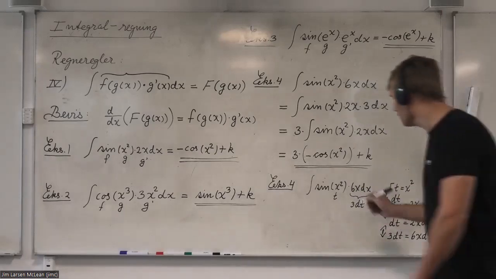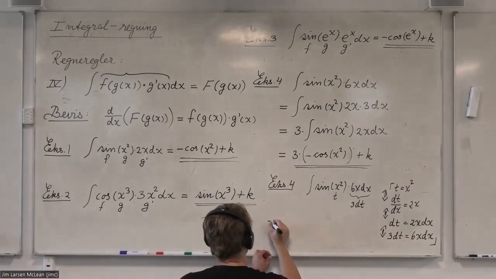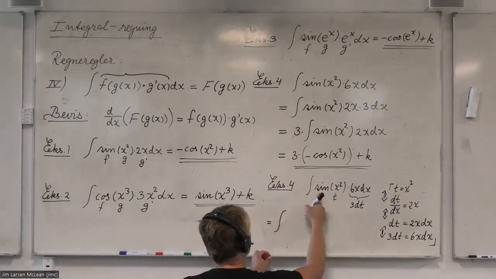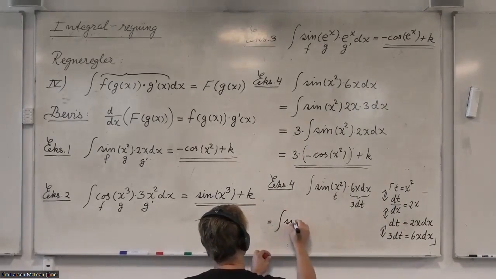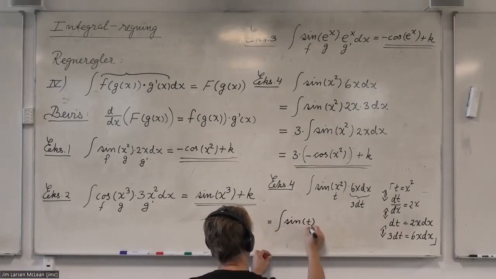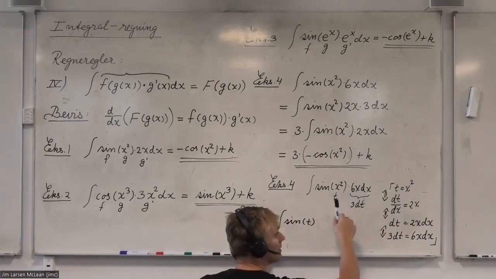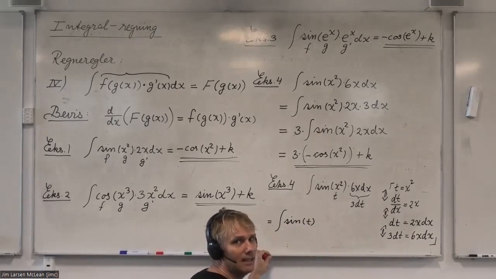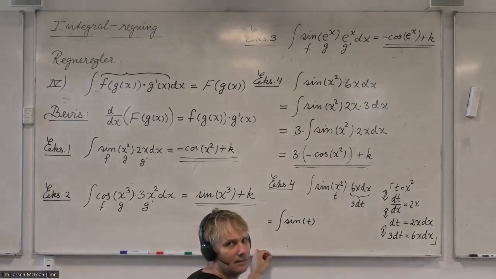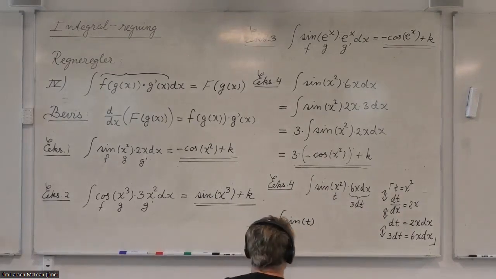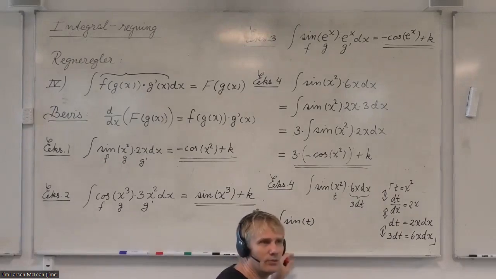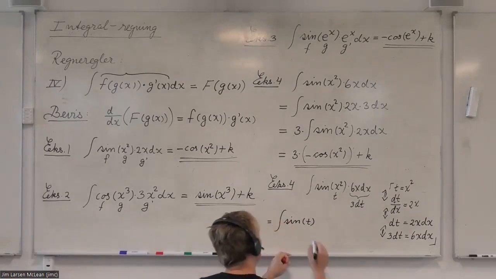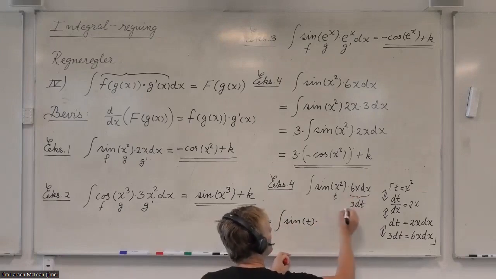So I can actually write my integral in a new way, which looks like this. The integral of sine of something beautiful, namely t. And instead of writing 6x dx, you definitely shouldn't do that. You shouldn't mix t's and x's. You can't be in 2 universes that have nothing to do with each other at the same time. You're either in x land or you're in t land. Instead of writing 6x dx, I just write 3 dt.